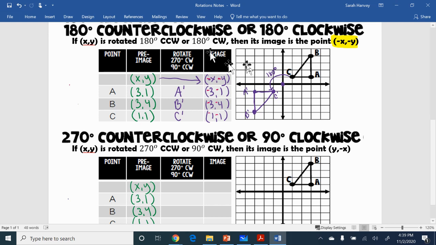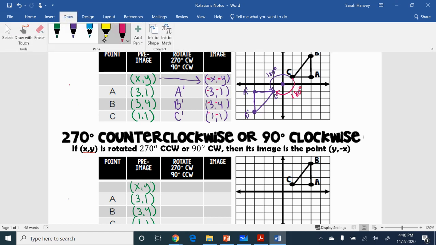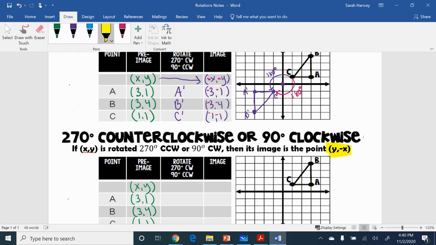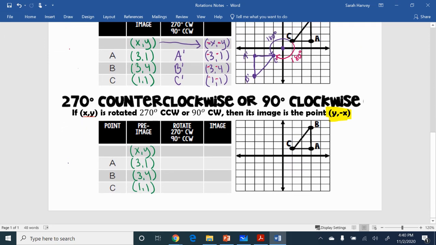So it better look like it took that shape and rotated it around the origin 180 degrees. Or you could think of it going this way 180 degrees. Either way, it's the same exact thing. All right, so please pause this video, try this one yourself, and that way you know if you're doing it right. So here we go.